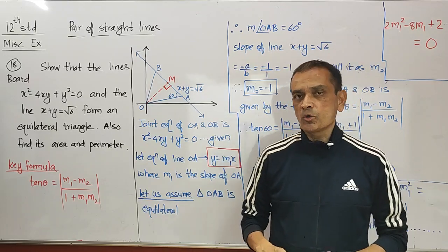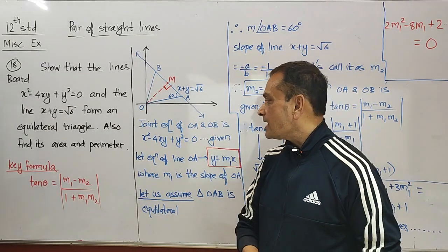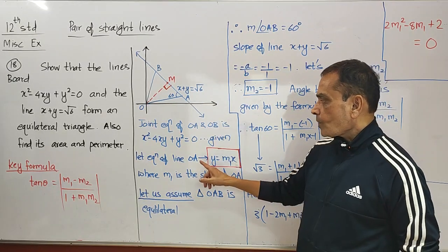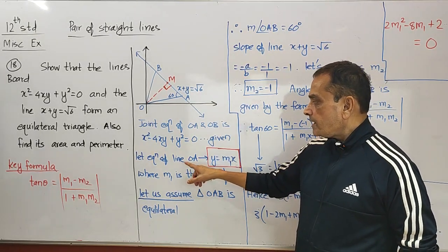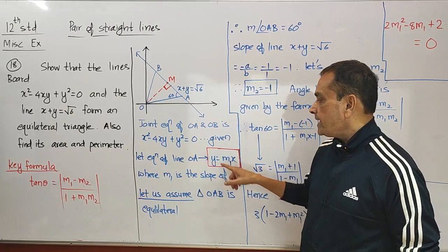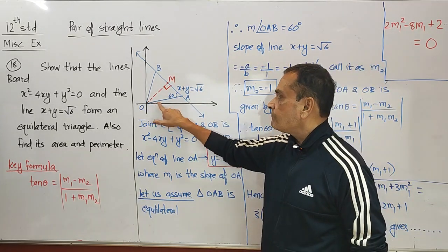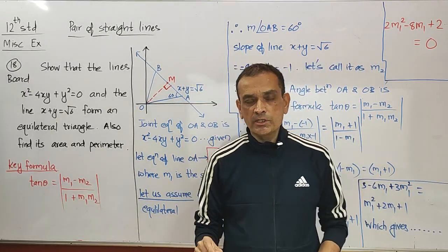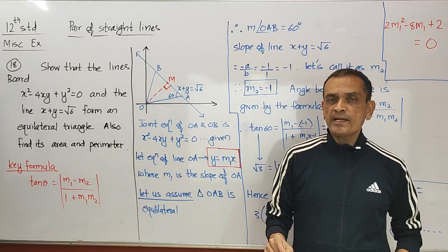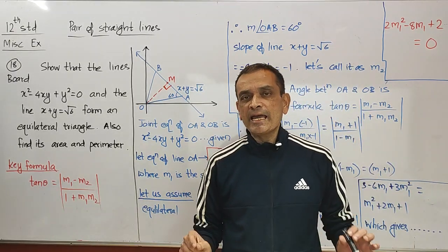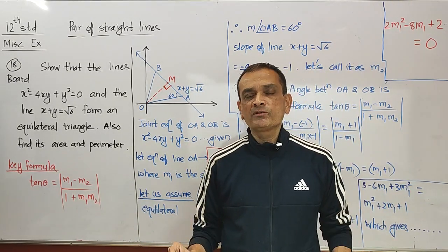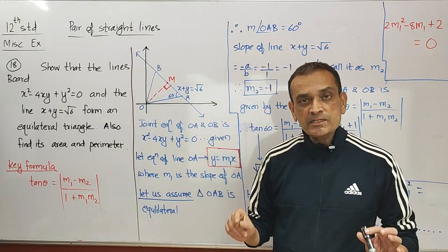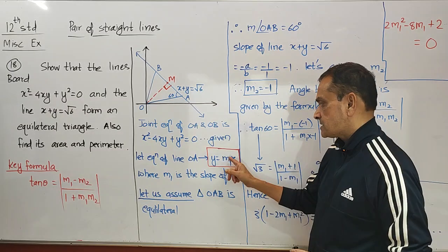This is what we have to show. So how do we start now? Let us see. Let us suppose the equation of line OA is y is equal to m1x. Now remember, when the line passes through the origin, its equation can be taken as y is equal to mx, where m is the slope of the line. So the equation of line OA, I have taken as y is equal to m1x.